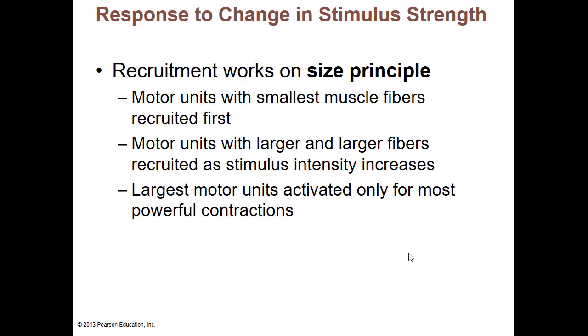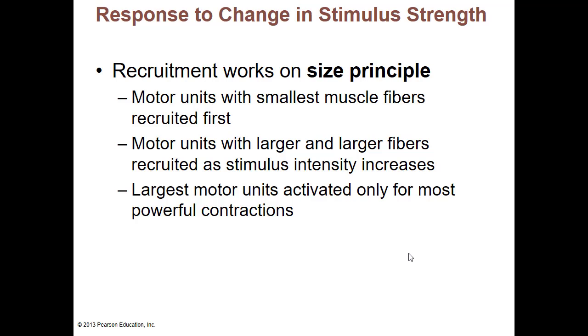Now, recruiting different muscle fibers goes on a size principle. Motor units that control smaller fibers will always be the first ones activated. I like to say our body is efficient, lazy. If you can make a muscle contraction and do what you need to do by activating the smallest fibers, those are always the first ones activated. So the motor units that control the smallest muscle fibers are always activated first.